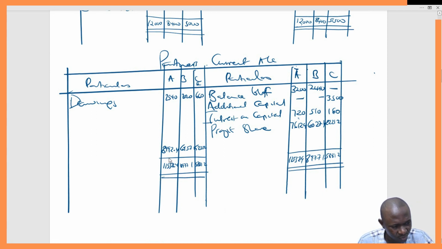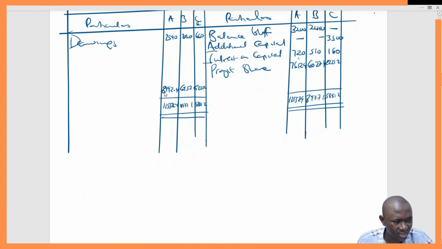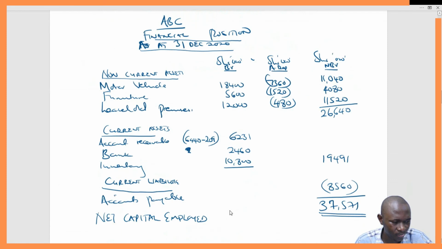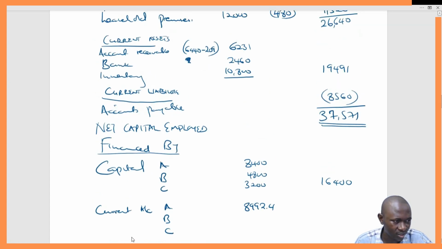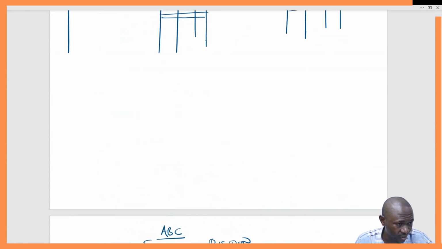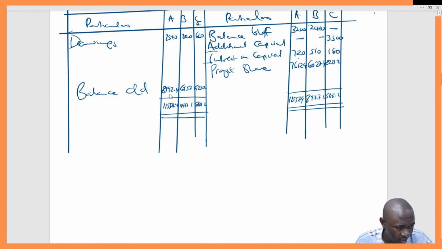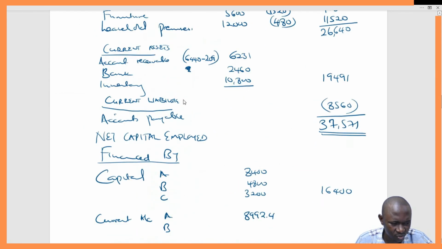8992.4. These are the balancing figures. Sorry, I had not indicated. Balance carried down. These are the balancing figures. So 8992.4. So I'll delete this. We'll do away with that. So I'm picking the right figures. The balance carried down, that's what I'm picking. 8992.4. Then 6957.1.